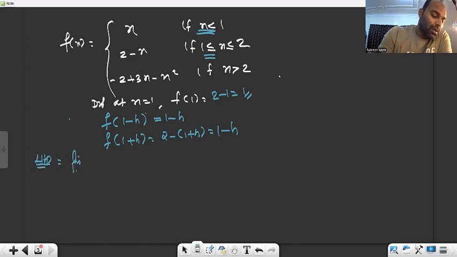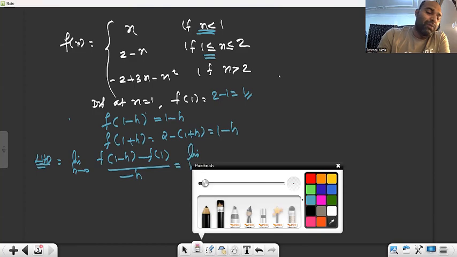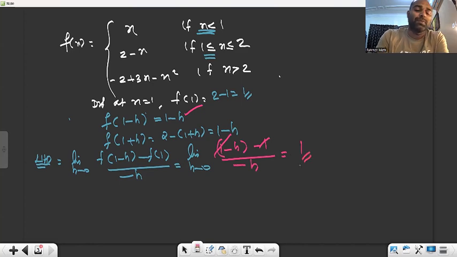limit h tending to 0, f of 1 minus h minus f of 1 by minus h. Don't forget, for LHD, minus h will be there. F of 1 minus h we already found: 1 minus h. What is f of 1? F of 1 is 1, by minus h. 1 and 1 cancelled. Minus h by minus h, you got 1.